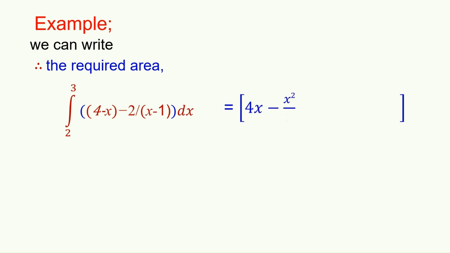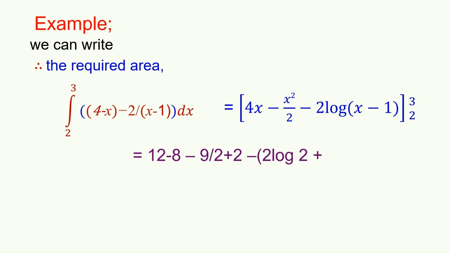We can write, therefore, the required area as the definite integral of (4 minus (x minus 2) divided by (x minus 1)) with respect to x from lower limit 2 to upper limit 3, equals [4x minus x squared divided by 2 minus 2 natural log of (x minus 1)] evaluated from 2 to 3, equals 12 minus 8 minus 9 halves plus 2 minus 2 natural log of 2 minus 2 natural log of 1, equals 3 halves minus 2 natural log of 2.